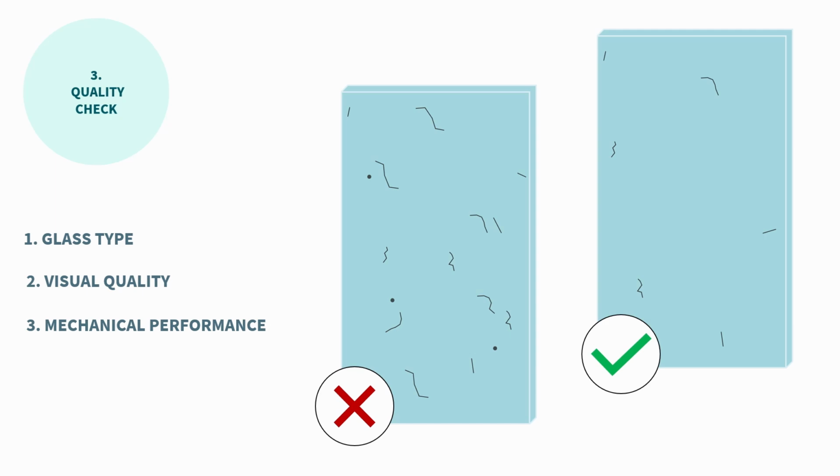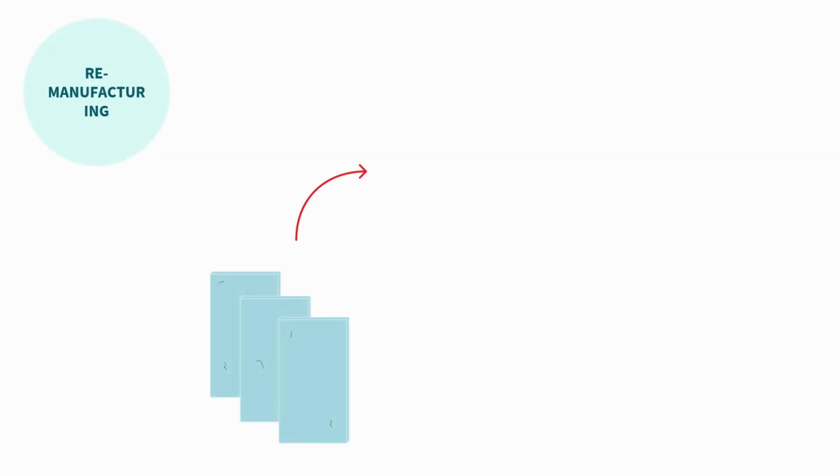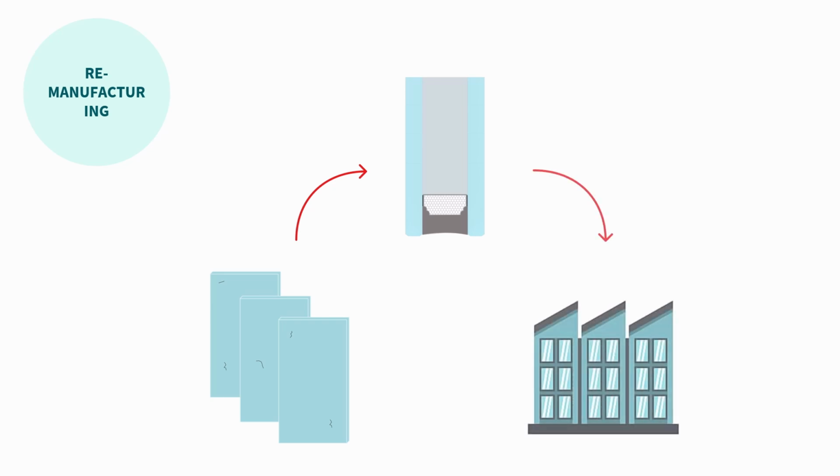Once the glass panels have been disassembled and inspected, they can be sorted according to the reuse potential. Therefore, the panels with a high reuse potential can be reused to create a new insulating glass unit, which could be then installed in a new building. Instead, the glass with a low reuse potential could be directly recycled in the float plant.